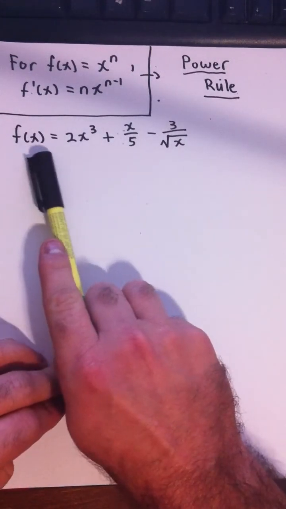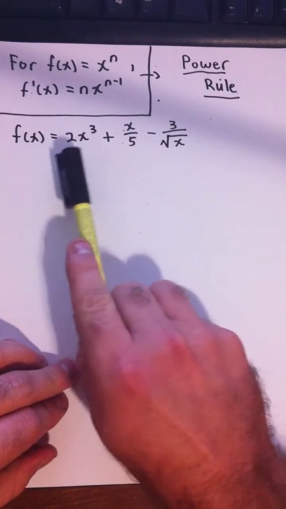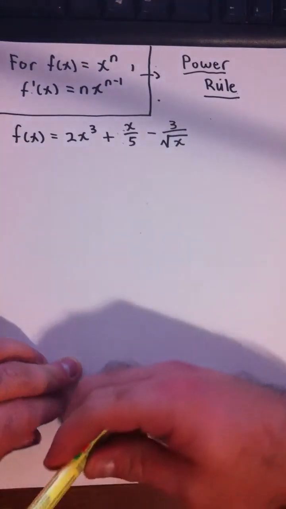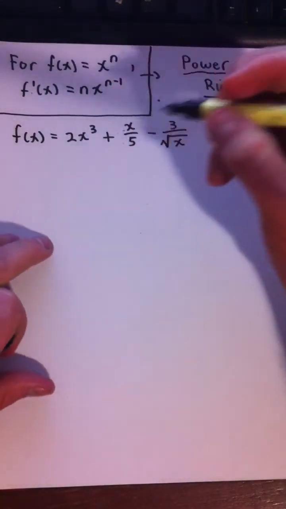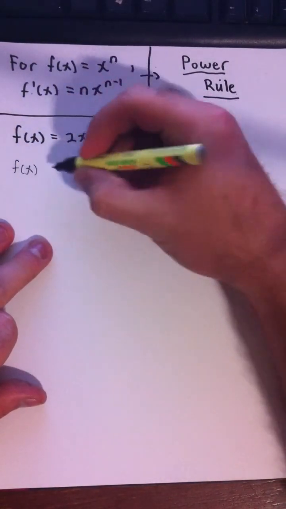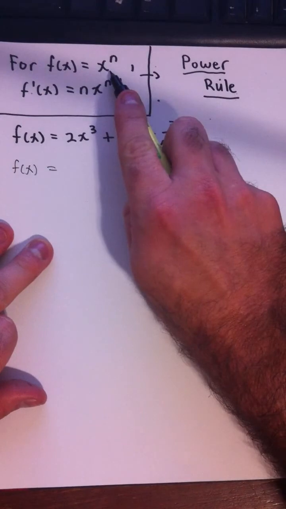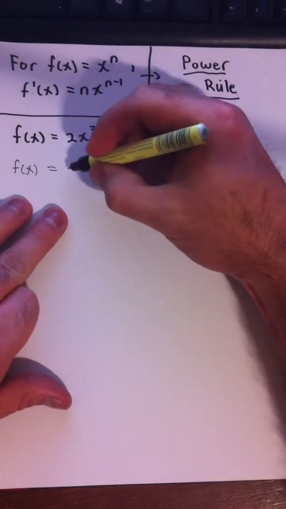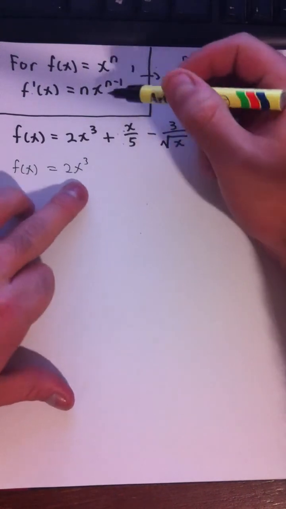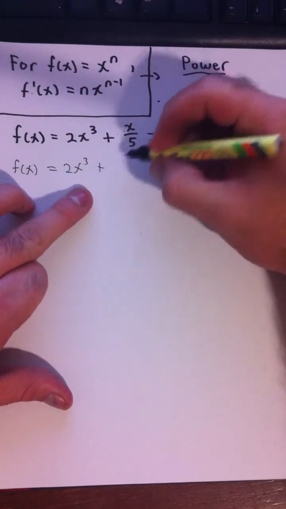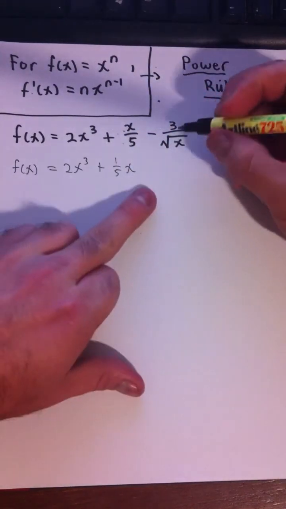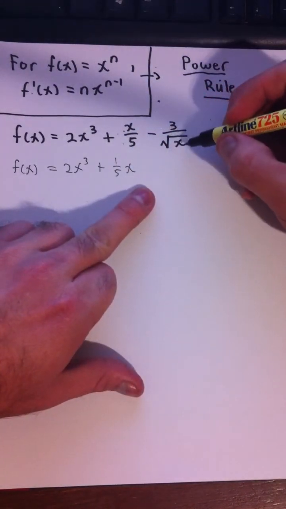Okay, suppose we're given this function. f of x equals 2x cubed plus x over 5 minus 3 over root x. Find the derivative. Okay, first we're going to rewrite this equation so that we can get all the terms in that form. The f of x, we'll rewrite this: 2x cubed, that's already in the form of x to the power n, plus x over 5 is the same as 1 over 5 times x, and minus 3 over square root of x.